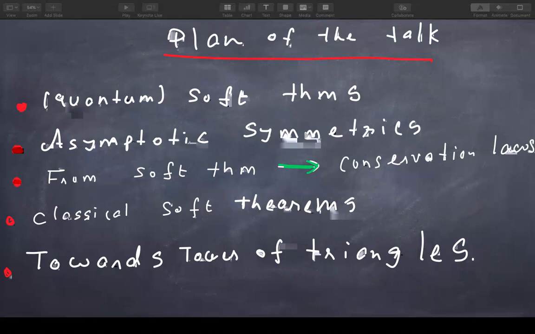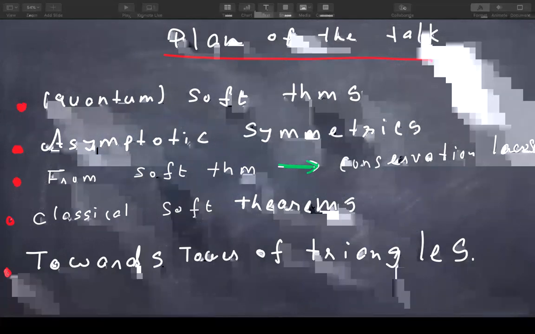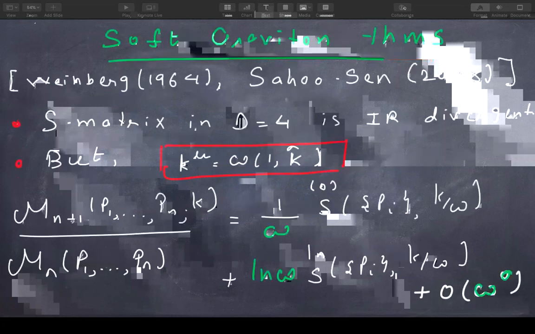So here's the rough plan of the talk. I will start with a very brief introduction to quantum soft theorems, then introduce the ideas of asymptotic symmetries, which include supertranslations, but now there are other new asymptotic symmetries which people have discovered, and then we will see how the soft theorems are related to classical and quantum conservation laws, and then finally we will see how many such infrared triangles we have, in the sense of how many such infrared constraints we have on the quantum gravity S matrix. Okay, so I'll just start with a review of the soft graviton theorems.